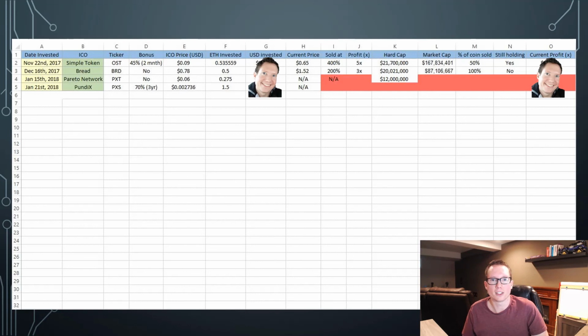Bread was a good investment as well. I sold a little bit early, it's worth a bit more now, but that's okay. I still made 200% on that, which is a 3 times increase on my initial investment. And I've got 2 more coming up. I've got the Pareto Network and GDAX, which I'm excited for both of those. They should be pretty good investments. I can't wait for them to hit an exchange.